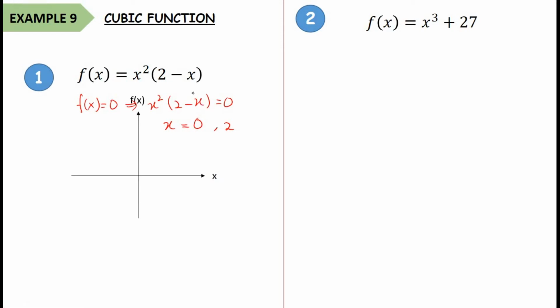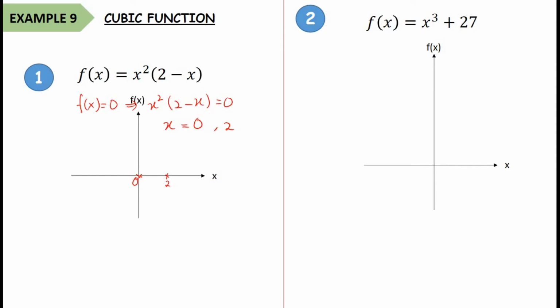Let's plot the 2 points that we get just now. So we have (0, 0). So this is the point (0, 0). And then next we have (2, 0). So let's say this is 2. So this is (2, 0). Okay, so now how to sketch the graph?